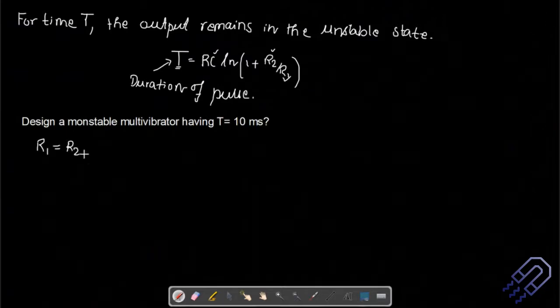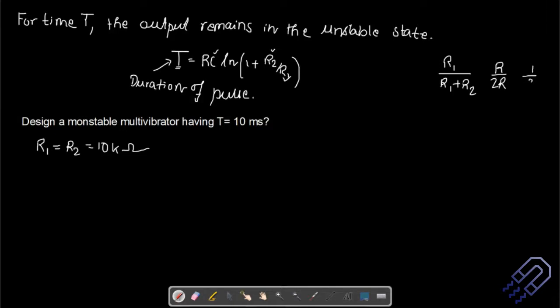R2, let's say both are equal, and we will have a 10 kilo ohm resistor. When we talk about the voltage divider rule, across R1 or across R2, we take it as R1 plus R2. Now, if all of them are equal, we basically just say that it is R divided by 2R, right? Basically, you're just going to get half.